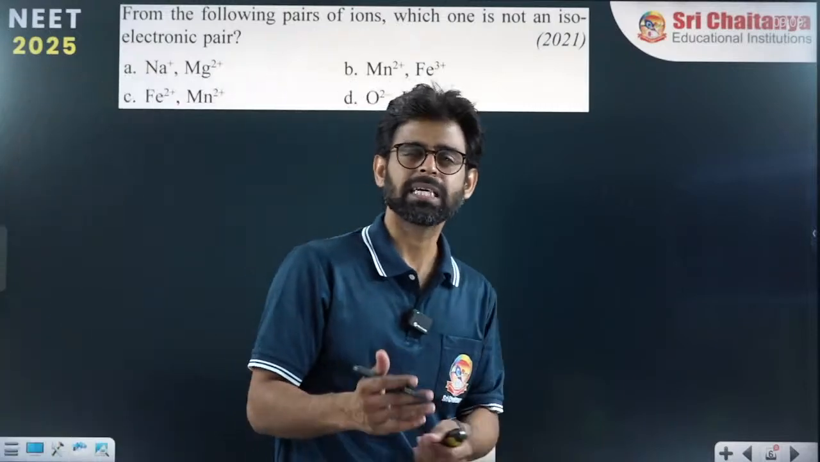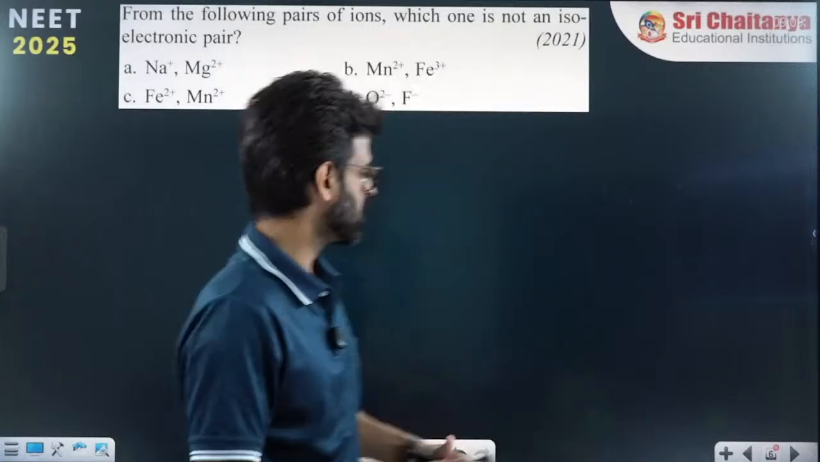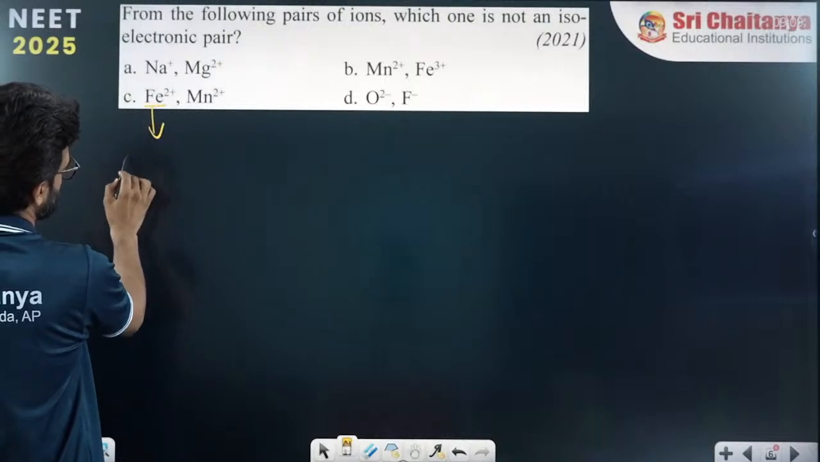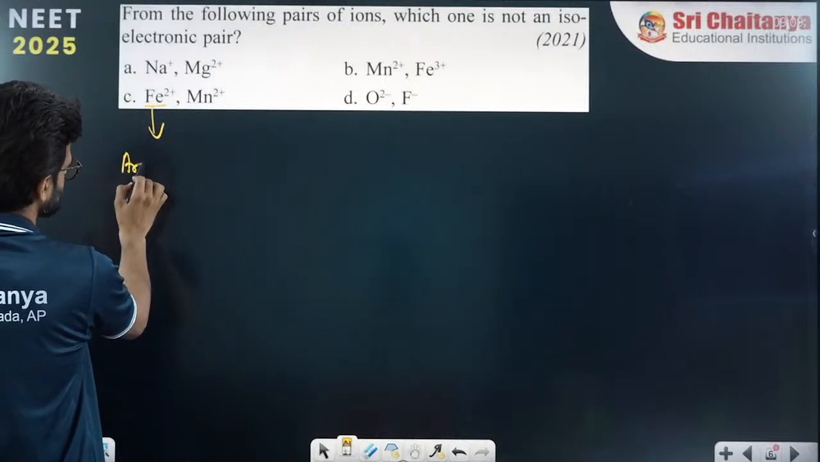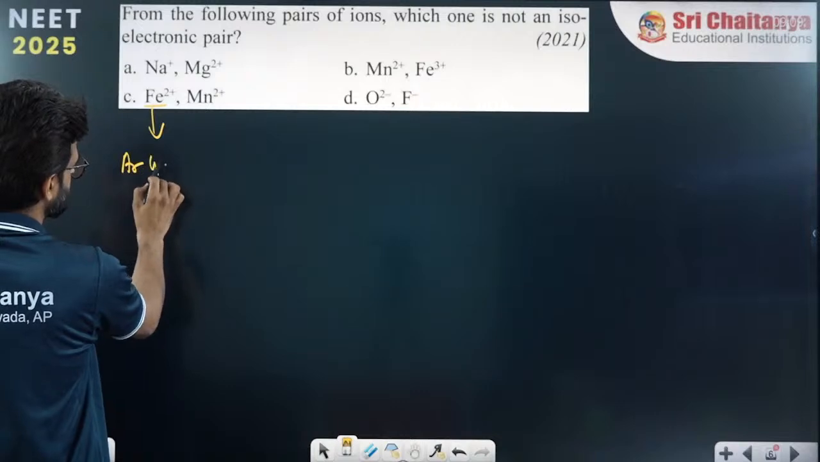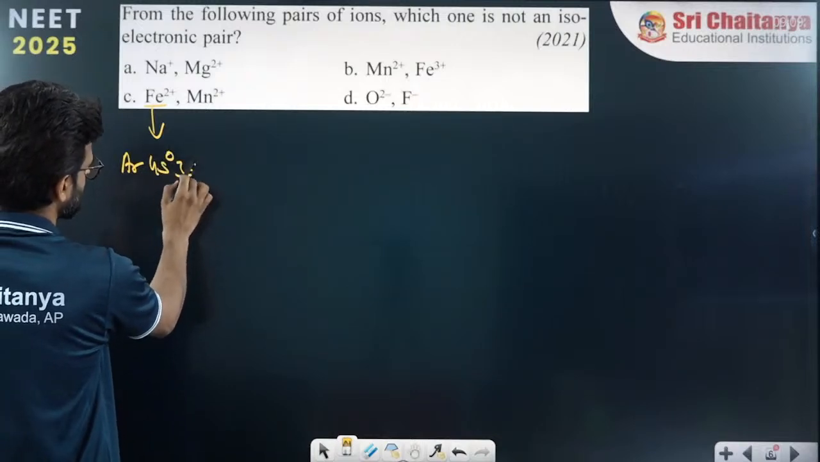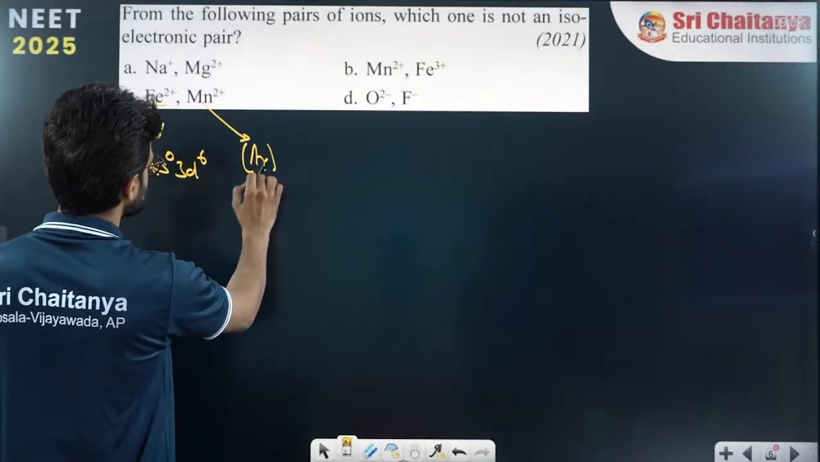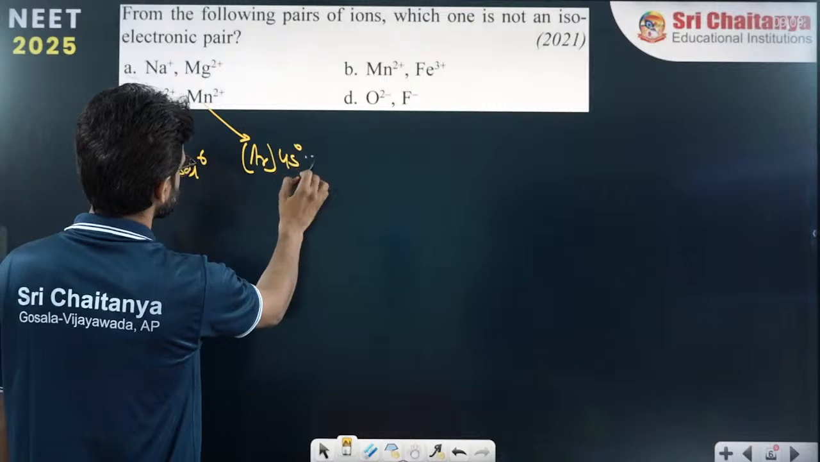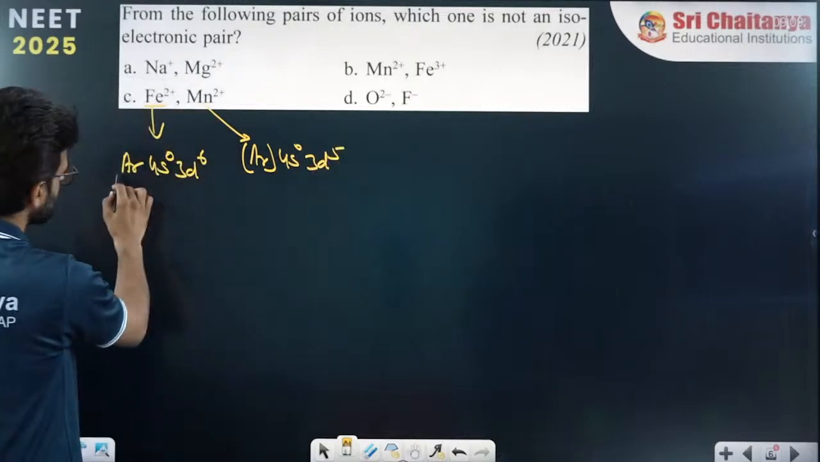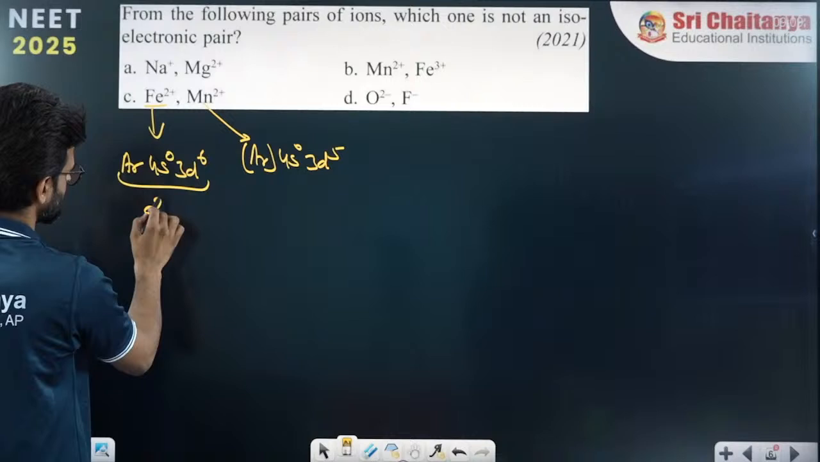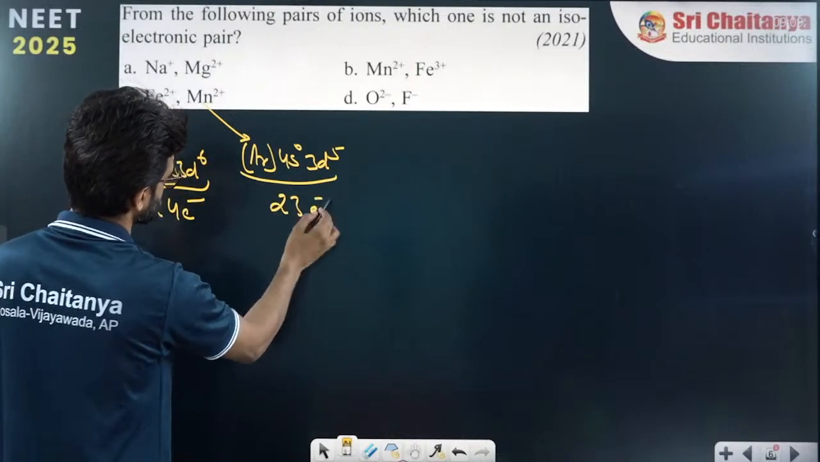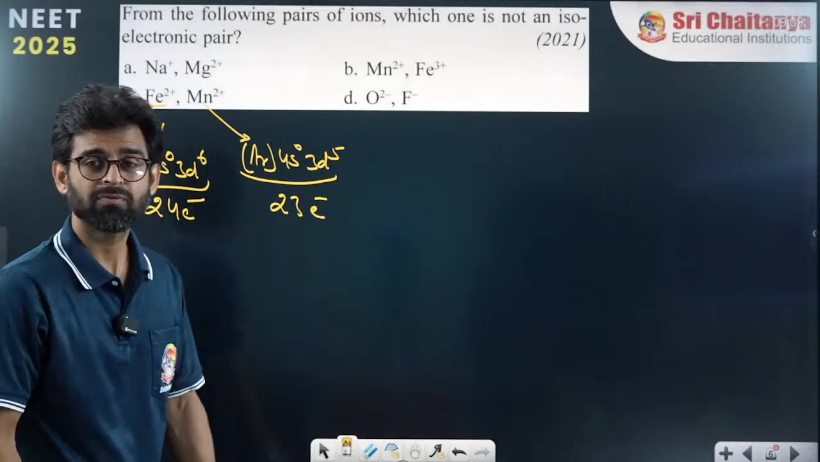Isoelectronic pair means having the same number of electrons. So here, look at this carefully, we have Fe2+. If you see, it's argon, 4s0 and 3d6, whereas Mn2+ is argon, 18, you can say, 4s0 and 3d5. Definitely overall Fe2+ has 24 electrons, and Mn2+ has 23 electrons. That's why they are not isoelectronic. Both have a different number of electrons.